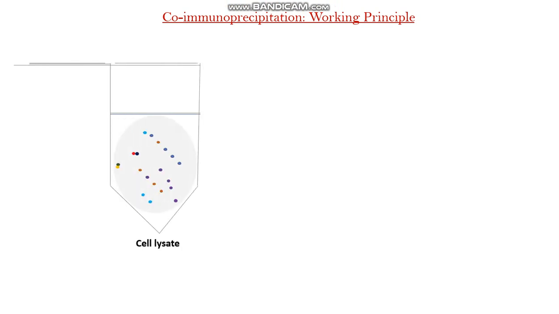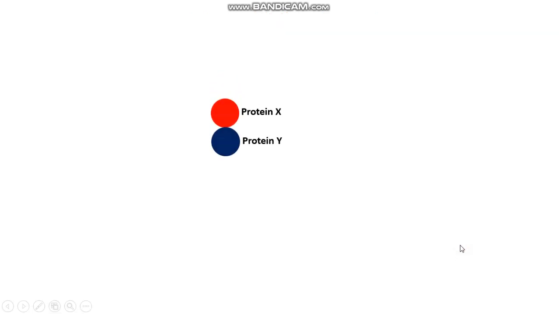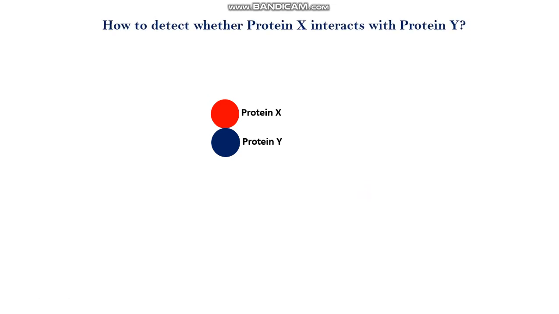So let's begin. Let's say that you have the cell lysates. This cell lysate contains the proteins, some in the single form, with no complex, and also some proteins in complex form. These proteins are interacting with other proteins. So for example, I want to detect this protein X and Y complex. Here is the complex, so we need to detect whether protein X is interacting with protein Y.